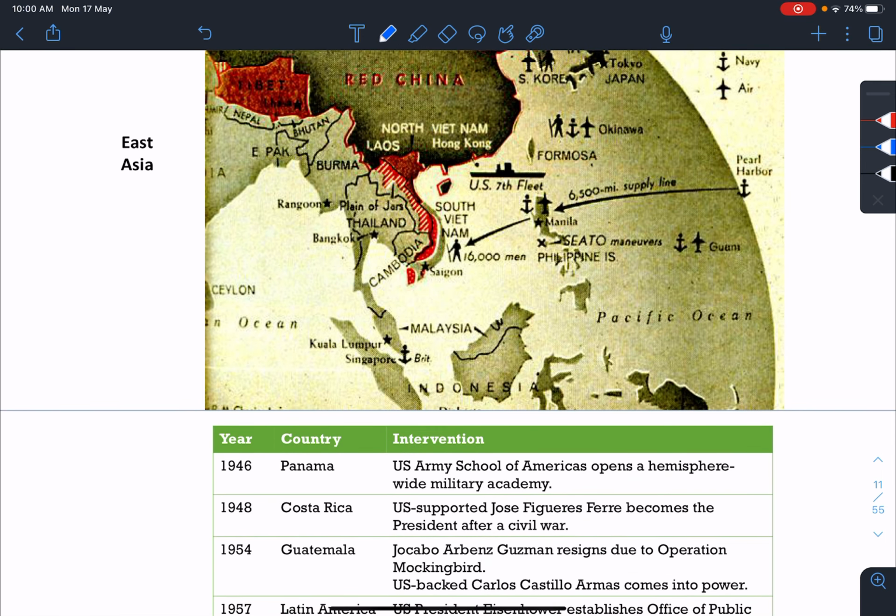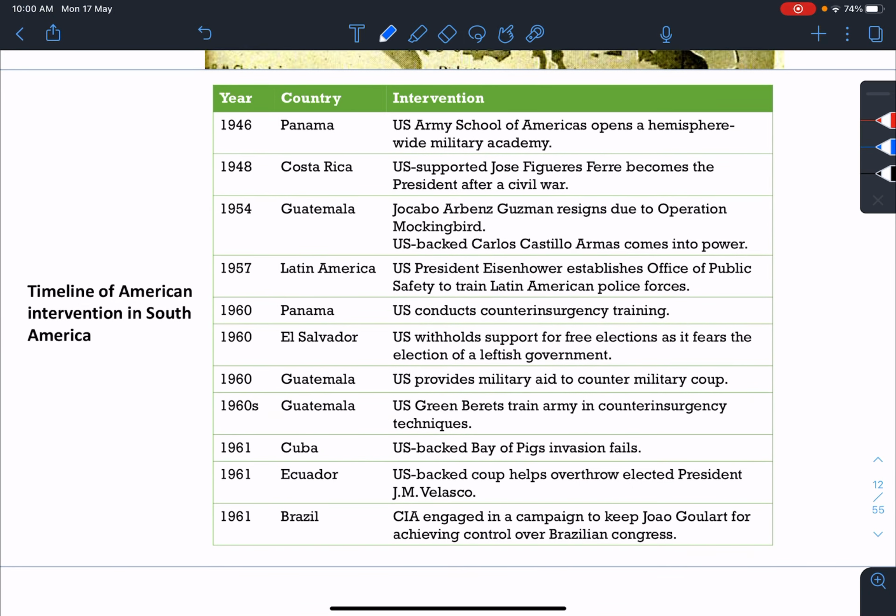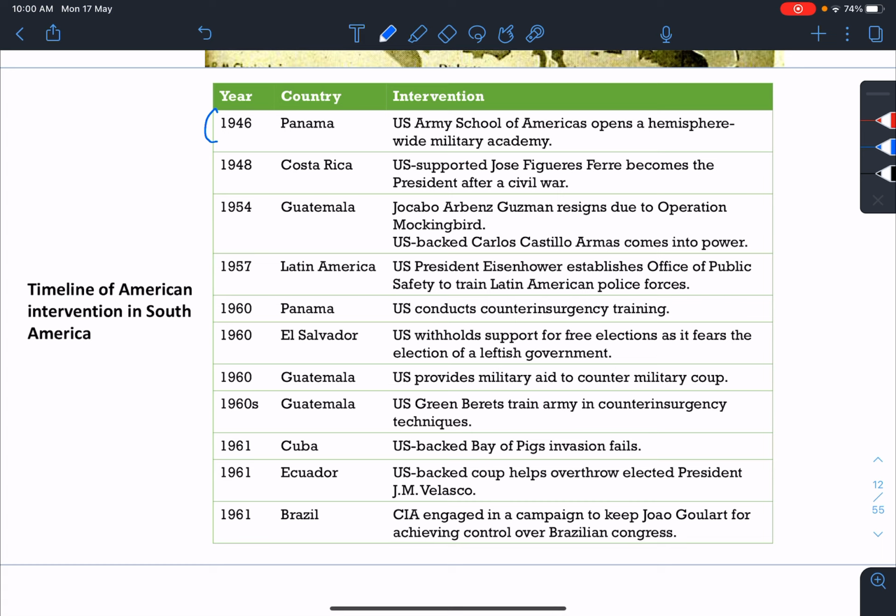And now I would like to bring your attention back to South America. Let's have a look at this data set that we're seeing here. Let me show you how to read the data. You can see the year from 1946 all the way to 1961. There is a progression. What does it suggest? Whatever is in this data, it is consistent across time.